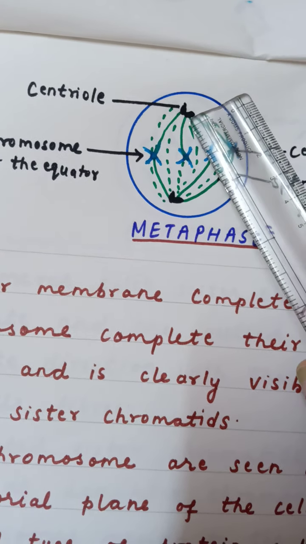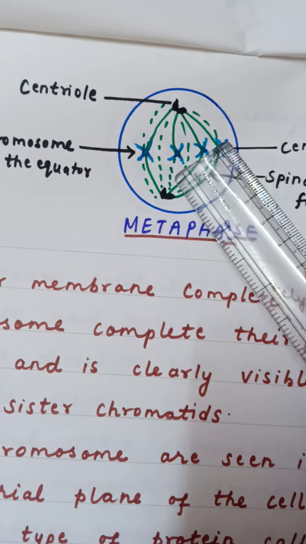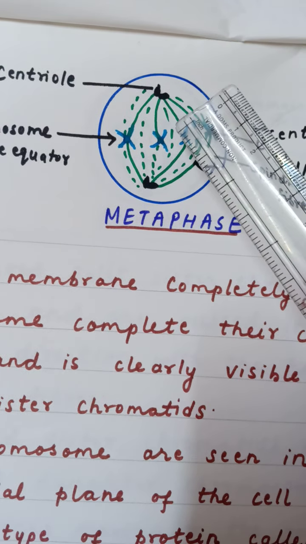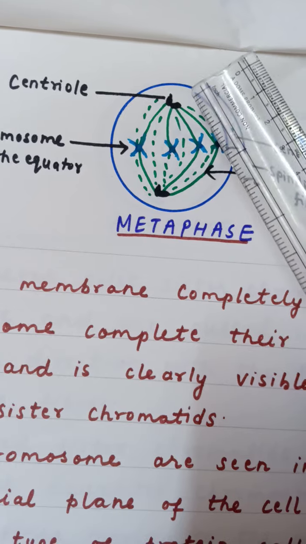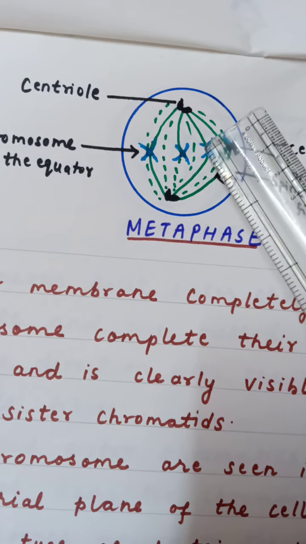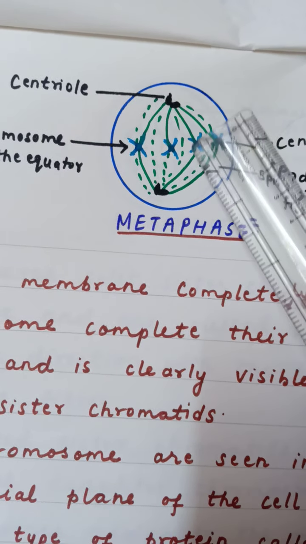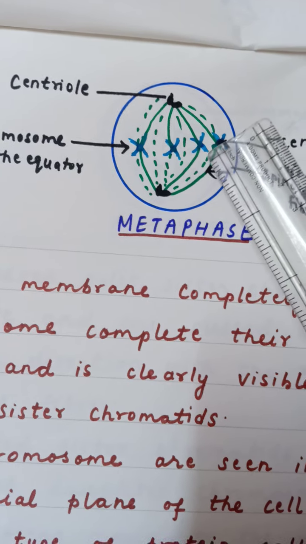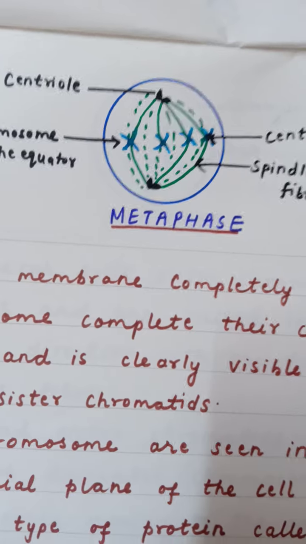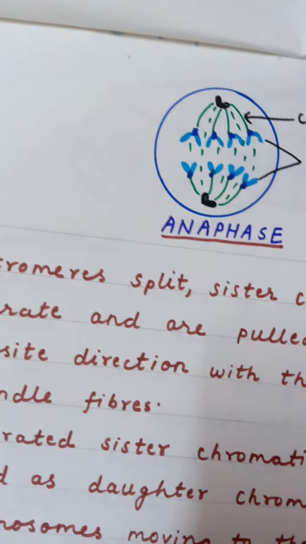Here the centrioles are now at the opposite poles of the cell. Special type of proteins called spindle fibers develop from these centrioles and they attach themselves to the centromere of the sister chromatids. Next step is anaphase. What happens during anaphase?